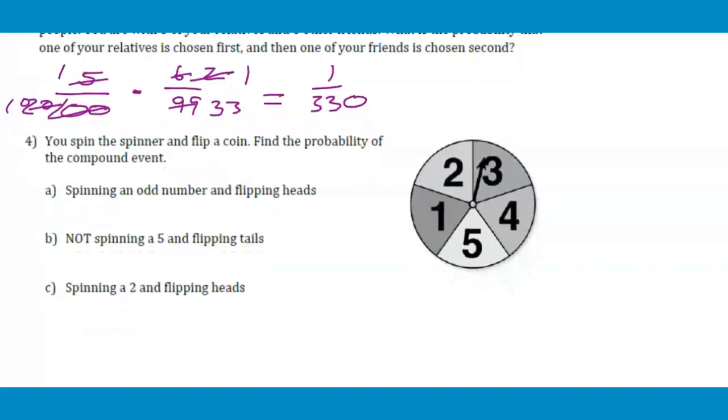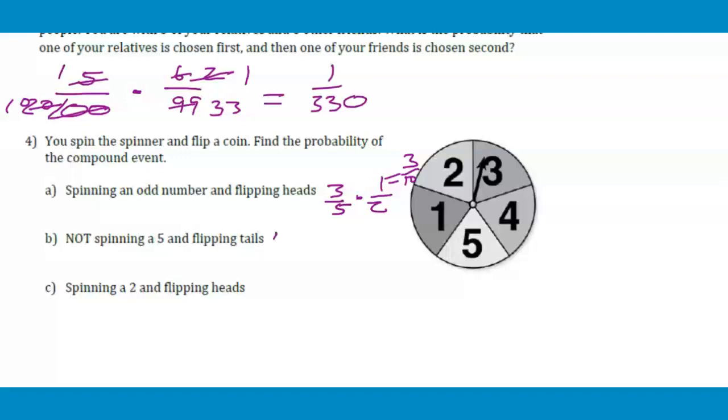So spinning an odd number, I have 1, 3, and 5. 3 out of 5 times, and you show this work, right? The probability of each one. And flipping heads is 1 out of 2. When I multiply that, this equals 3 out of 10. There is your probability.